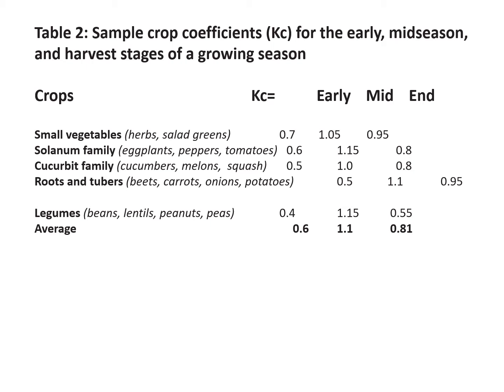The Solanum family, which is eggplants, peppers, and tomatoes, the crop coefficient is 0.6 for early, 1.15 for mid, and 0.8 for harvest. So you can see there's the cucumbers, melons, squash. There's the root crops, the tubers, potatoes. There's the legumes, and there's the average, 0.6 for early, 1.1 for mid, and 0.81 near harvest.